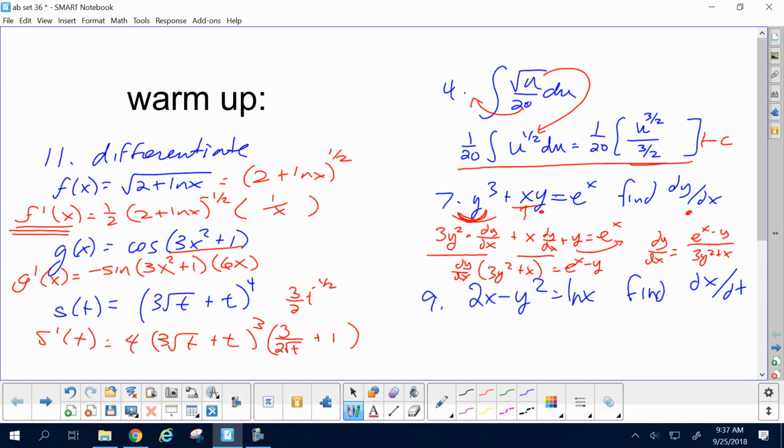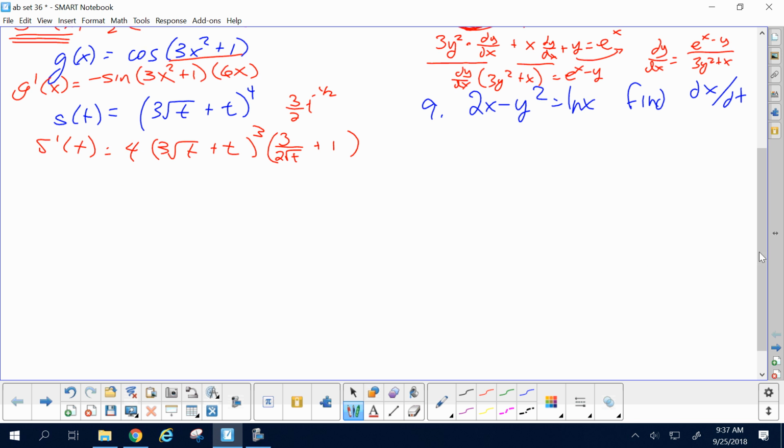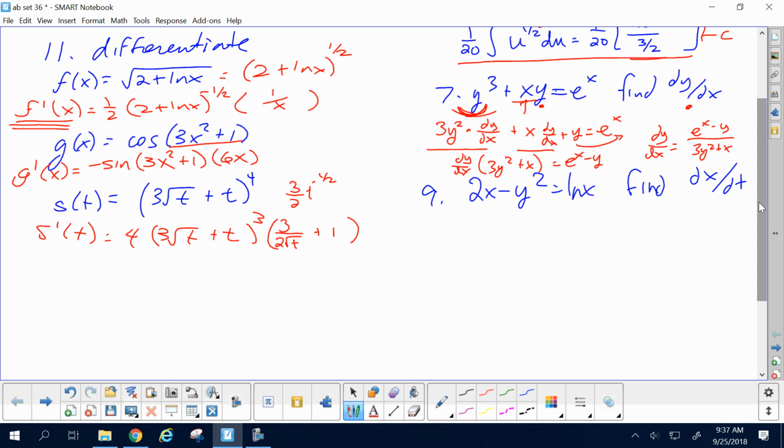How did we do there? Good. All right, last but not least, differentiating with respect to time. That is to say that x and y, instead of depending on each other, they actually both depend on time. This is what parametric equations in Calc 2 use a lot. If I wanted to know where something was over time, any kind of movement, then you would talk about change with respect to time.